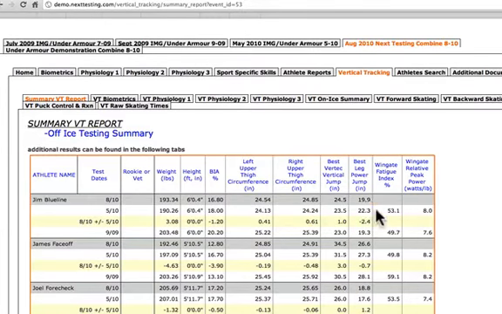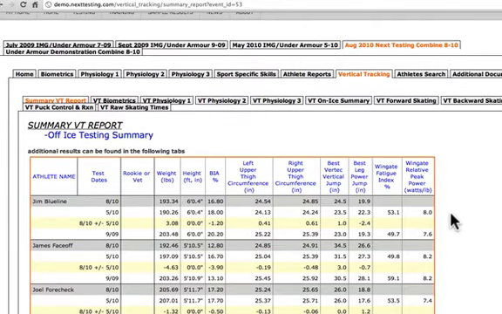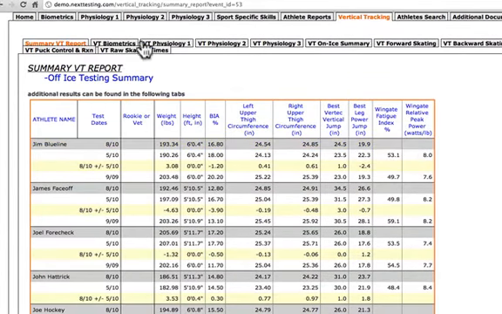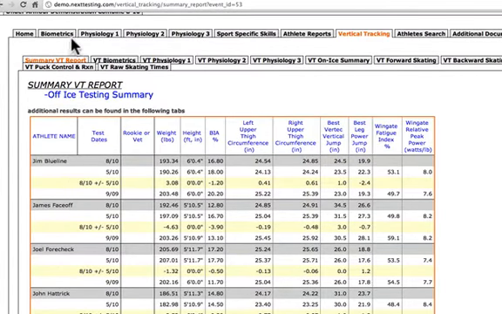Same thing, you can look under relative power. They were at 8%, but we didn't do a Wingate test for this new event. So this is just meaningless here. There's no need for us to do the vertical tracking for this because we only have data for one event. In parallel to all these tabs, the biometric, the physiology, physiology 2, physiology 3, you can see we have VT for vertical tracking biometrics, vertical tracking physiology 1, vertical tracking physiology 2, and so forth.